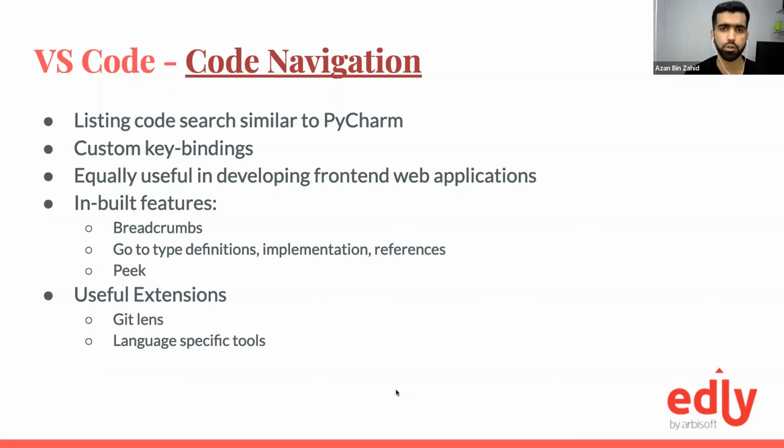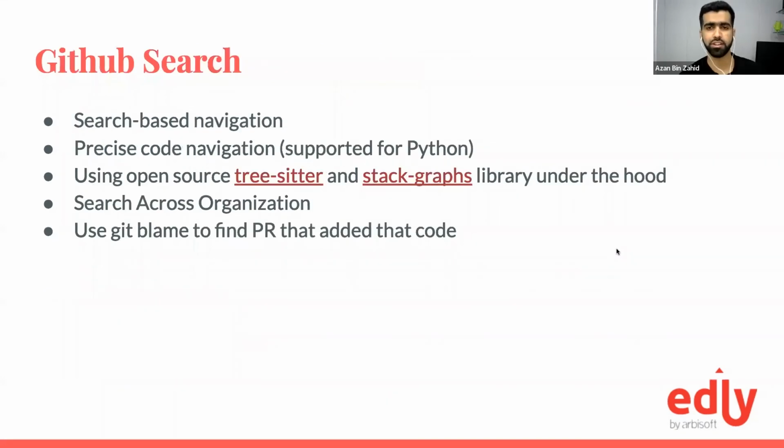And we can extend VS Code easily by adding extensions. We can use GitLens. We can use some language-specific tools. Last but not the least, GitHub. GitHub is one of the powerful tools in the source code world.